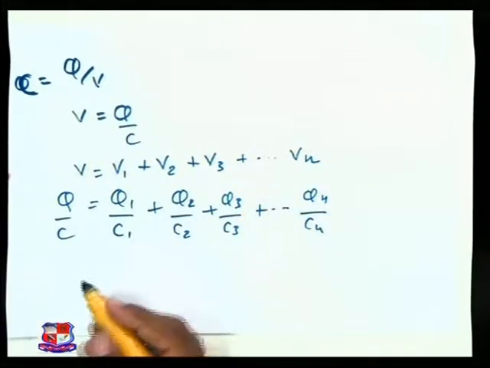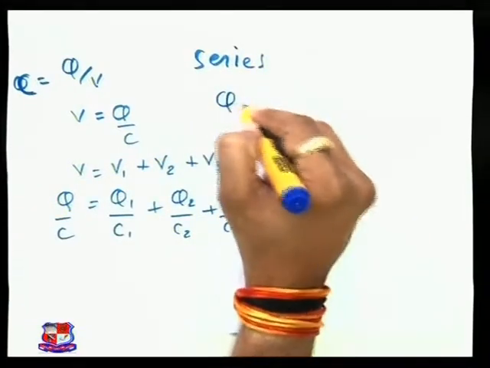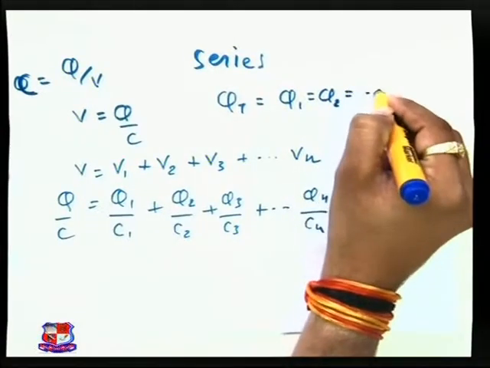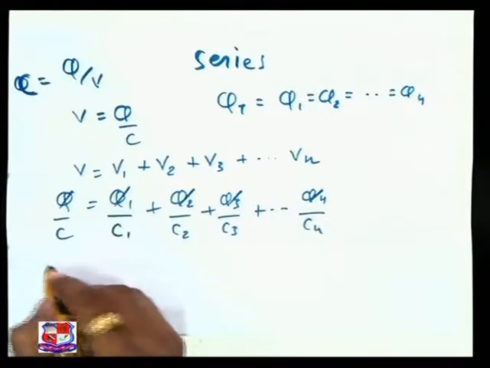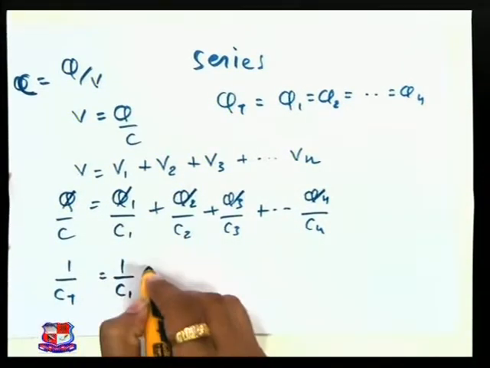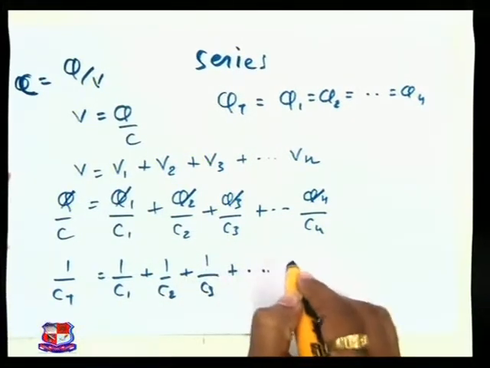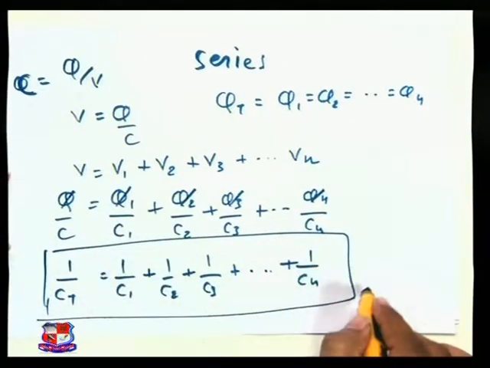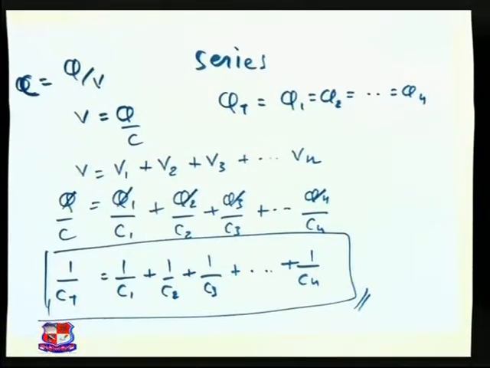But as we all know, in a series circuit, all the Q is the same. So just cancel out all the values of Q, and we can see that 1 by C total equals 1 by C1 plus 1 by C2 plus 1 by C3 up to 1 by Cn. This is the final equation for capacitance whenever you are connecting capacitors in series.